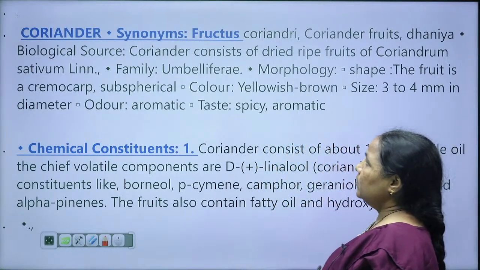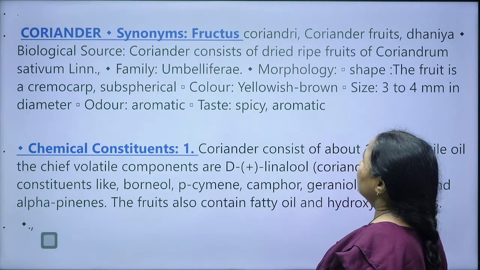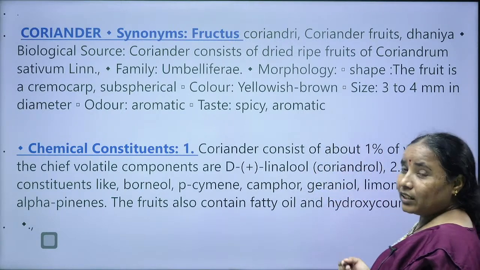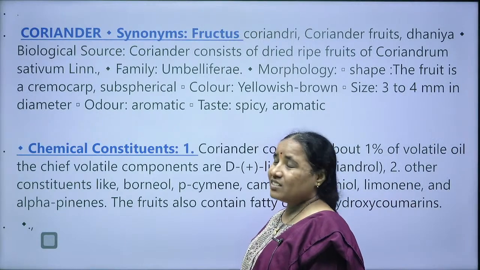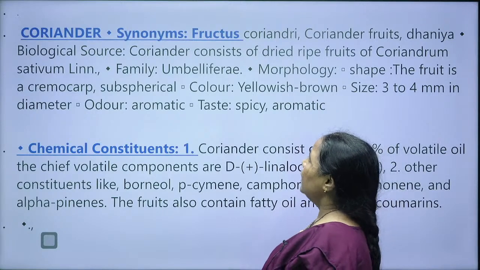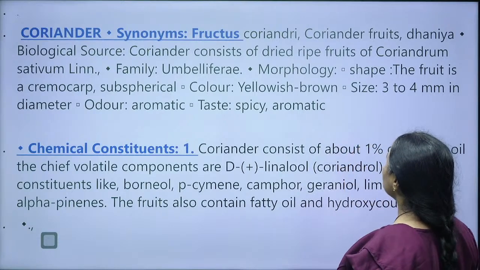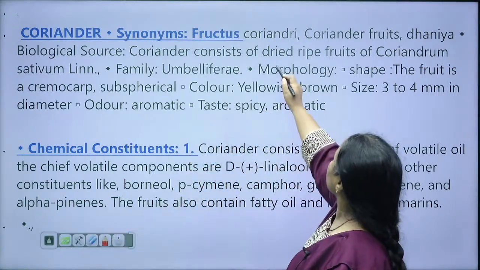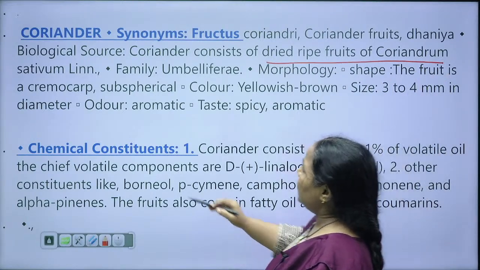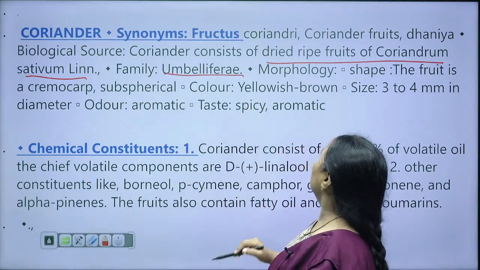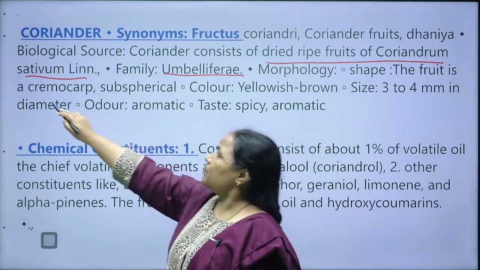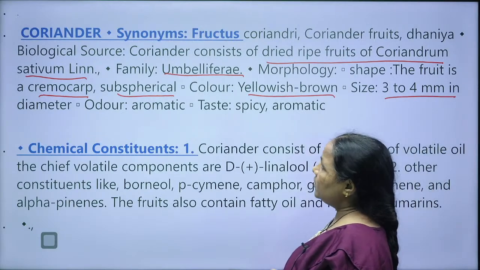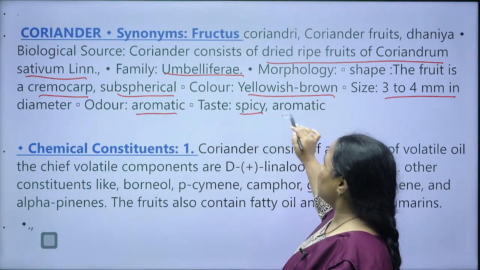Coriander is one of the major sources. It is obtained from Fructus coriandri. The synonyms are Fructus coriandri and coriander fruits. The local name is dhania, which is one of the major spices. The biological source of coriander consists of the dried ripe fruits of Coriandrum sativum, which belongs to the family Umbelliferae, and the fruit is globular or subspherical, yellowish brown in color, and 3 to 4 mm in diameter. The odor is aromatic, and the taste is spicy and aromatic.